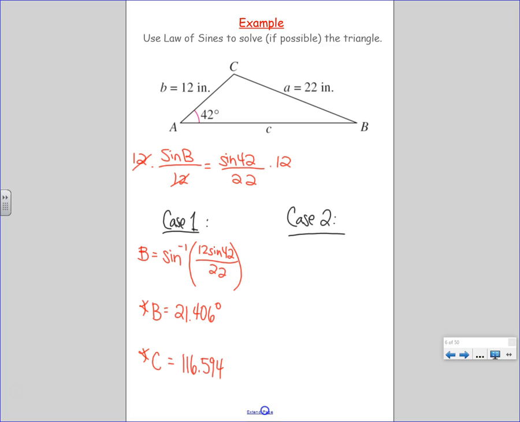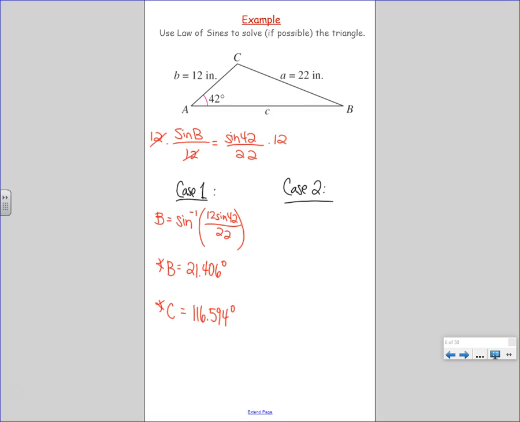Now, we still are missing, I think, side C, but hold on, pause. That was us assuming that the missing angle was acute, assuming it was in the first quadrant. Gotta be careful of assuming though, right? So case 2 says, don't just take sine inverse of both sides. Don't just look in the first quadrant. How can I look anywhere else? What did you guys write down from the page before? How do I look in the second quadrant?